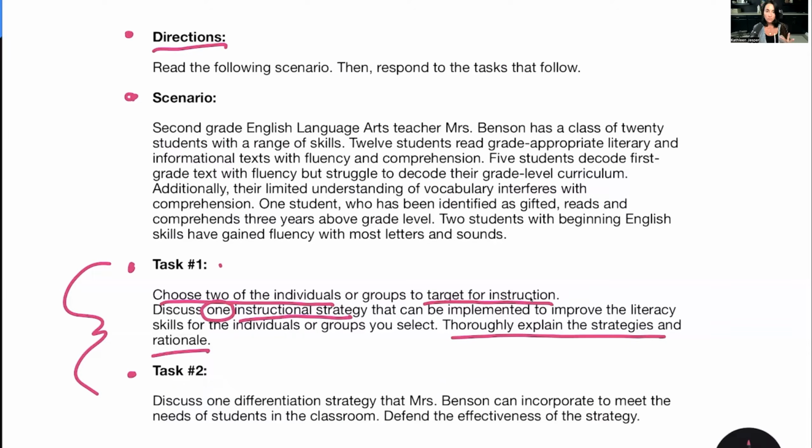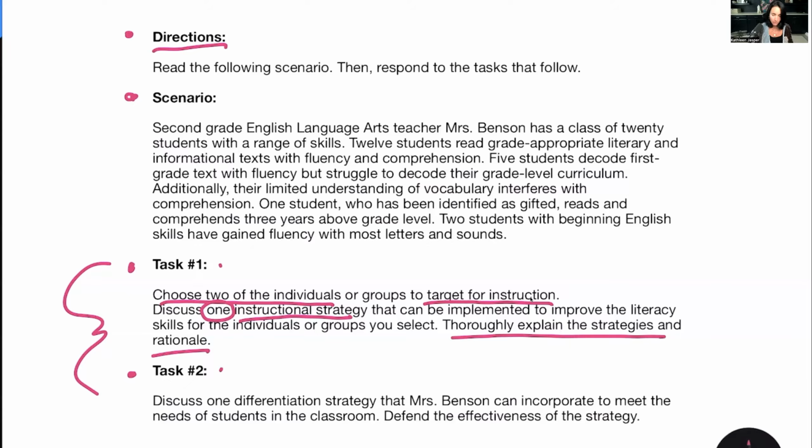All right. So this particular task, we have like 3 or 4 things we have to do. We have to choose what kids we're going to target, and it's going to be 2 different groups or 2 different students. We're going to do 1 instructional strategy to meet the needs of those students. And then we're going to explain what that strategy is and how it's done. And then we're going to say why and why it's effective and all of that.